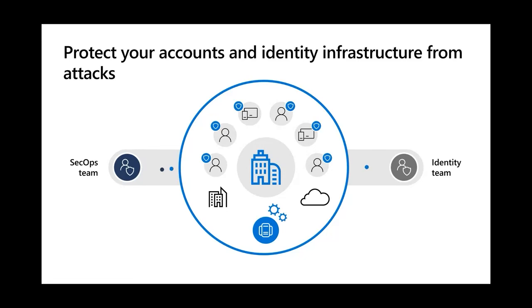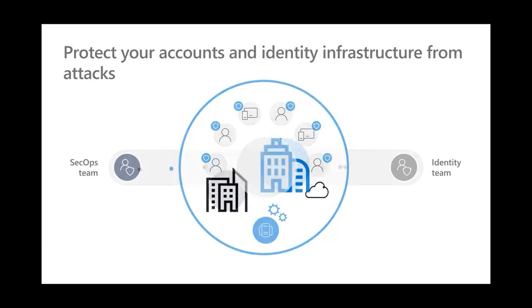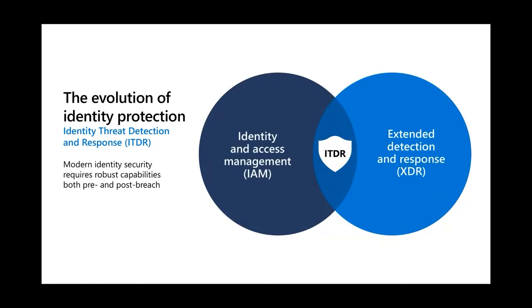What we want to do in Microsoft is bring those two teams together and empower both of those teams to get full visibility of identity issues and identity compromises, and help both teams mitigate those particular compromises. So with the evolution of identity protection, ITDR for Microsoft is the glue that sits between the identity and access management side of the fence and the extended detection and response side of the fence, which is the security operations.